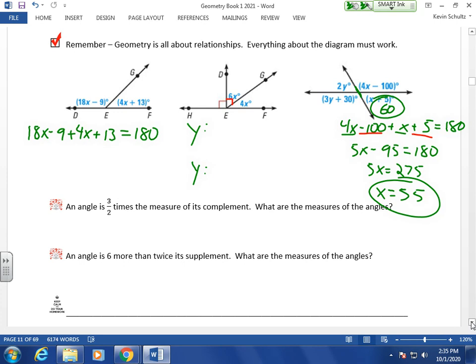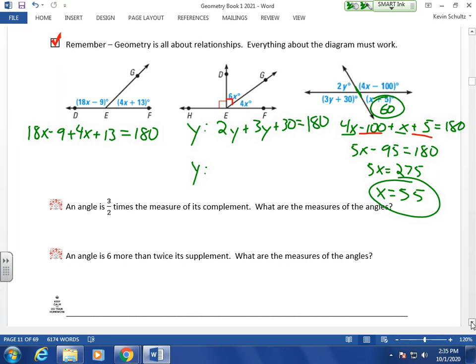Elise? One of them is 2y plus 3y plus 30. Okay, so one of them is 2y plus 3y plus 30 equals what? Equals 180, right? Kind of the same method that we used to solve for x. We've got these two angles here that make a line, so we know their sum is 180.